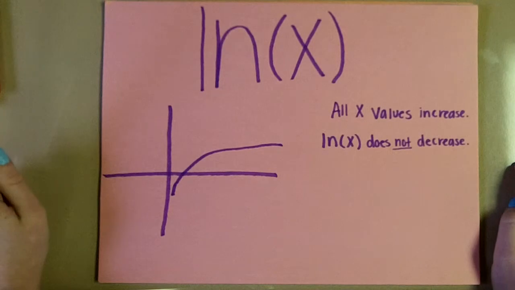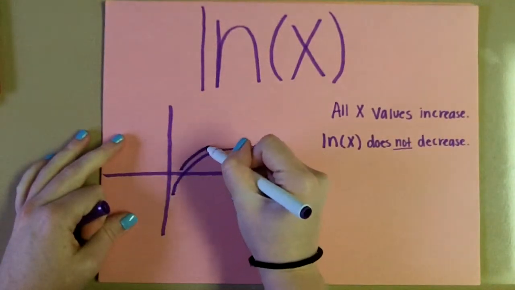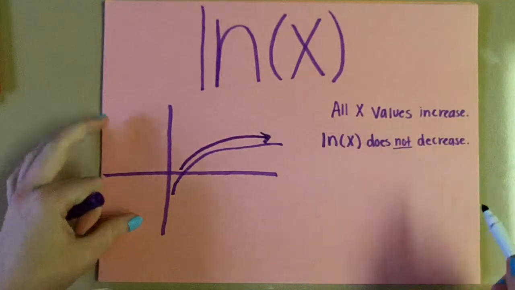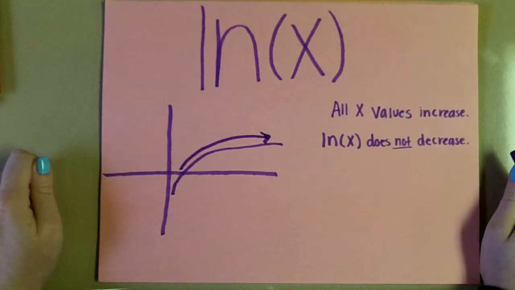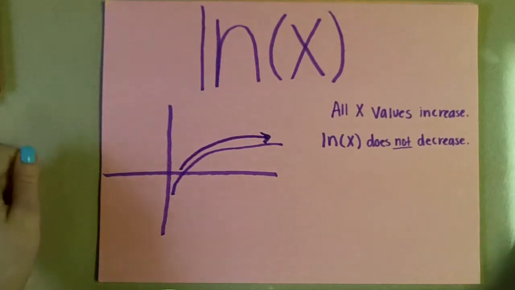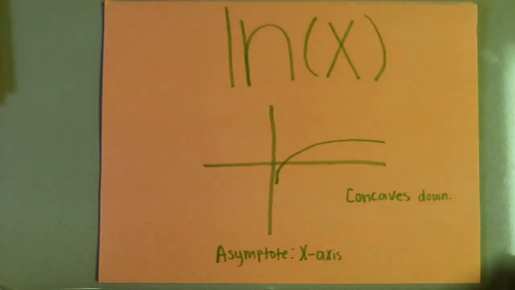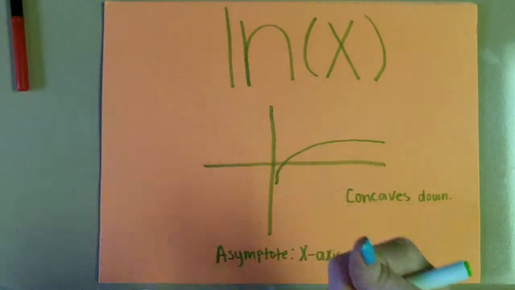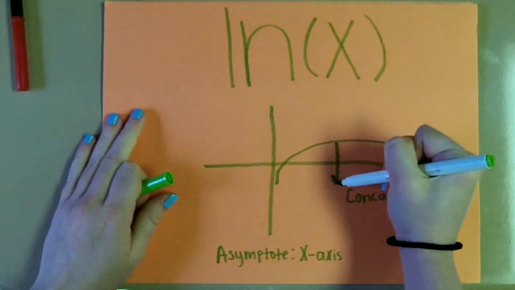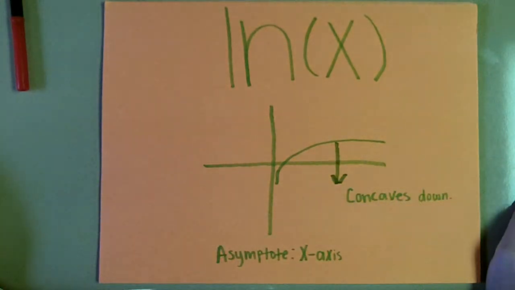The ln(x) function increases in all x values. So as you can see, it's increasing. It's going up, the x values. However, the function does not decrease. As you can see, ln of x concaves down, meaning here it goes down. And the asymptote is the x-axis.